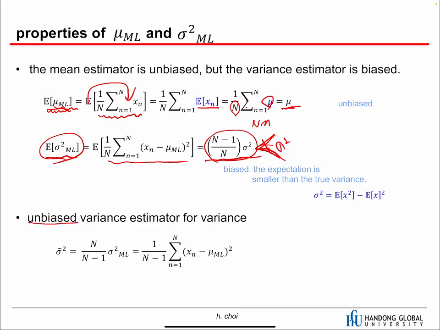So the unbiased estimator for variance is like this. We multiply n over n minus 1 to the MLE estimator for the variance. Then this is the unbiased variance estimator. So it looks like this. Sometimes, even in an Excel file, when we calculate variance, sometimes we use 1 over n, or sometimes we use 1 over n minus 1. If we use 1 over n minus 1, it is unbiased. But if we use 1 over n, this one is the maximum likelihood estimator.